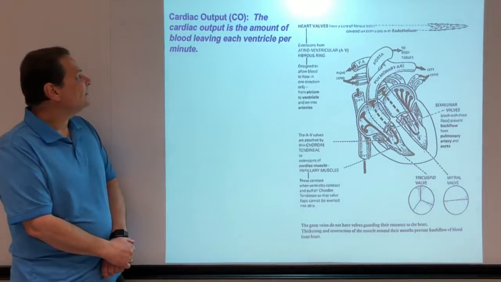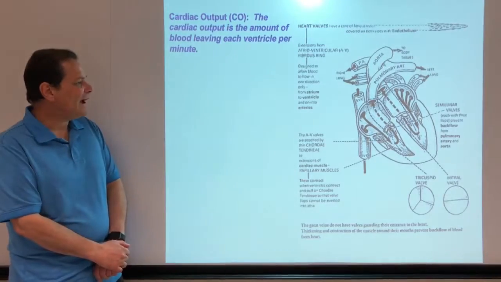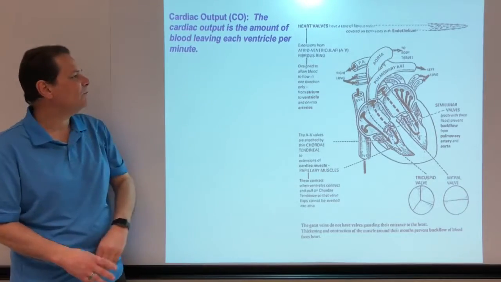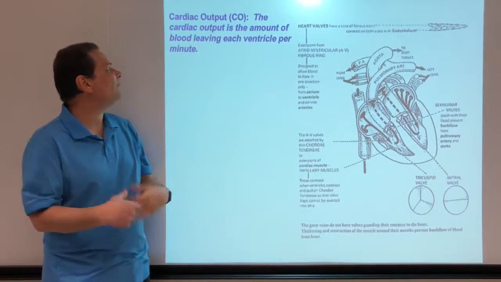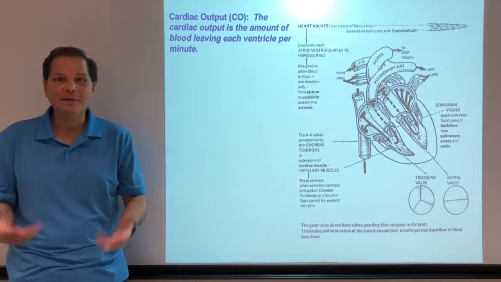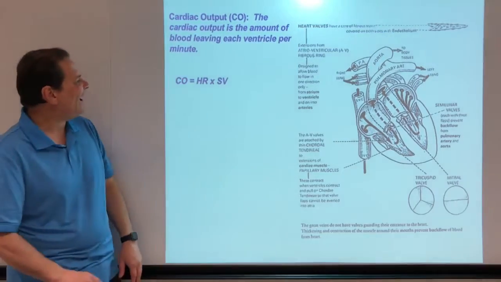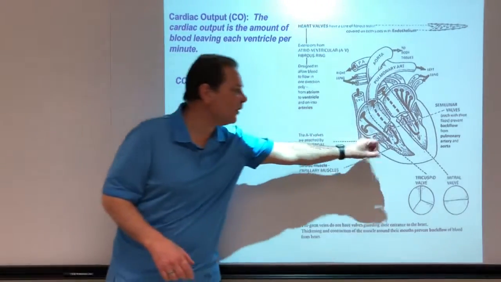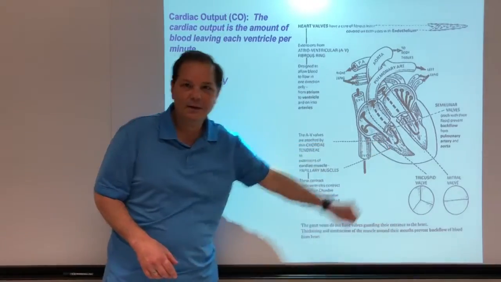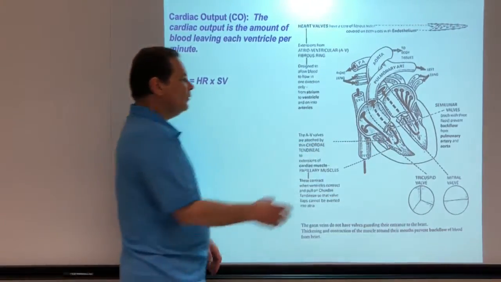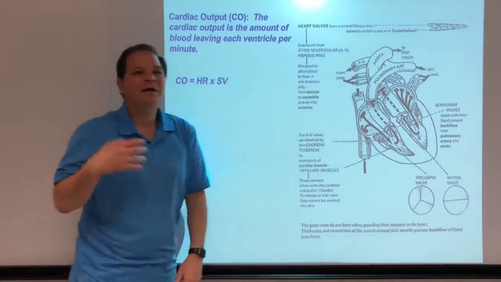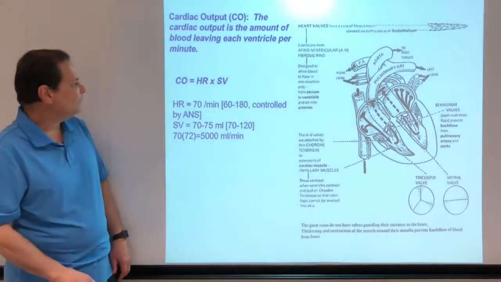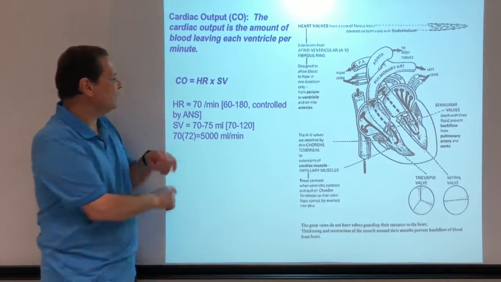So first, let's take a little bit of a macroscopic view again of how the heart works. We have the cardiac output, which I mentioned in the first video. That's the amount of blood leaving the ventricle per minute, okay? And that is equal to the heart rate, which is the number of times that the heart contracts per minute, times the stroke volume, which is the amount of blood ejected every time you contract, okay? So a typical cardiac output is about 5 liters per minute.